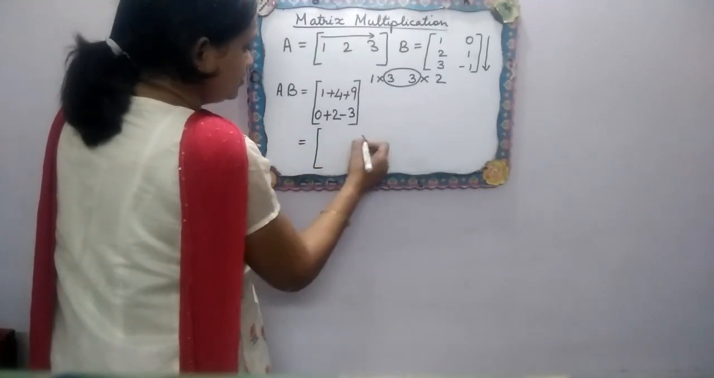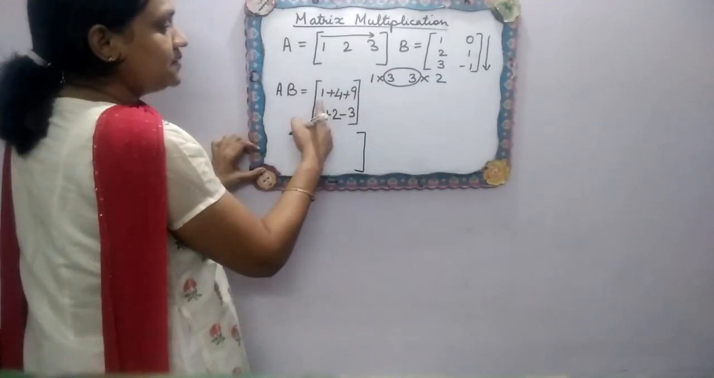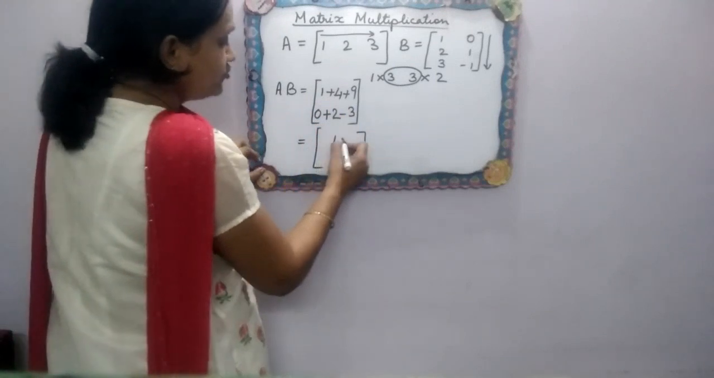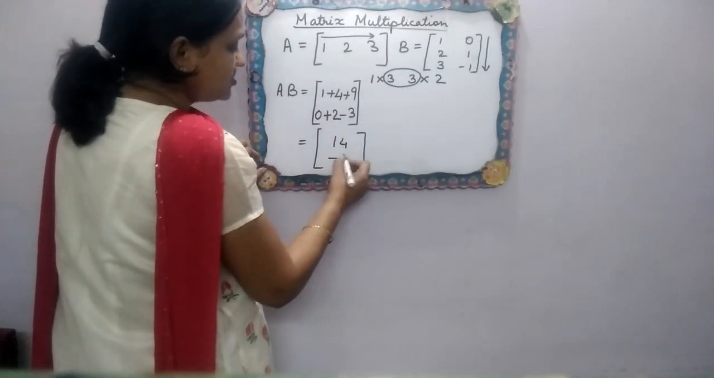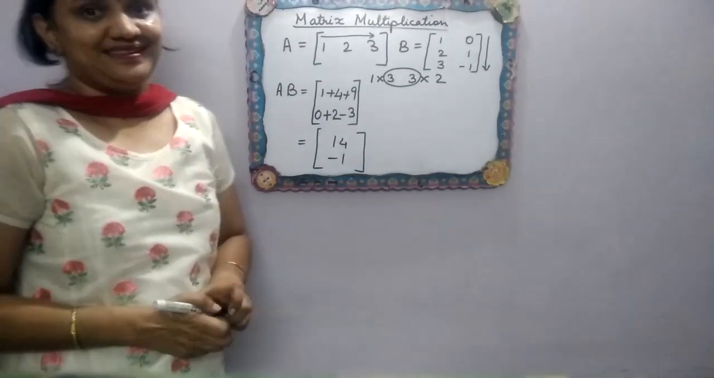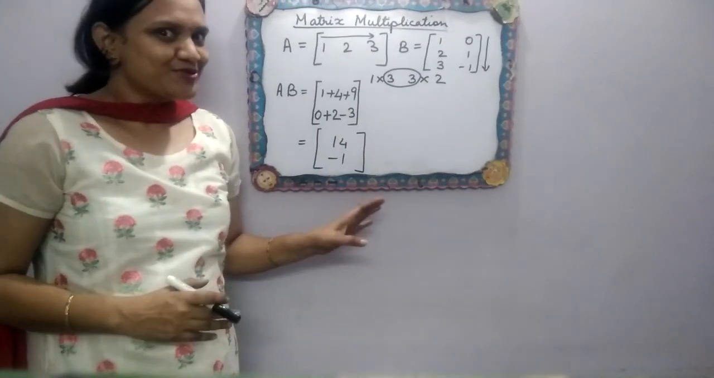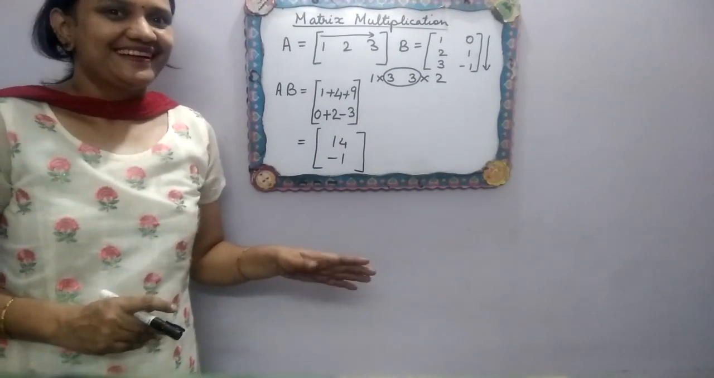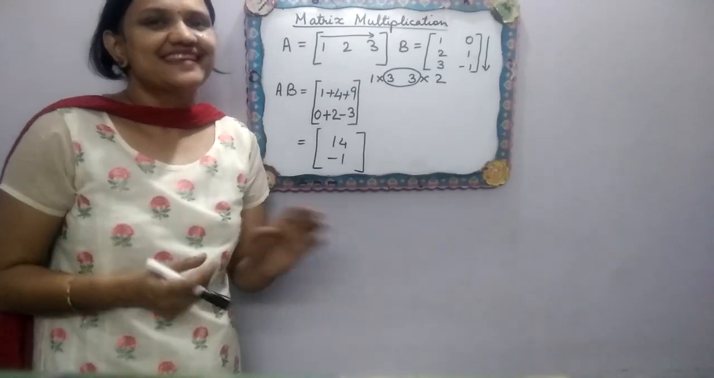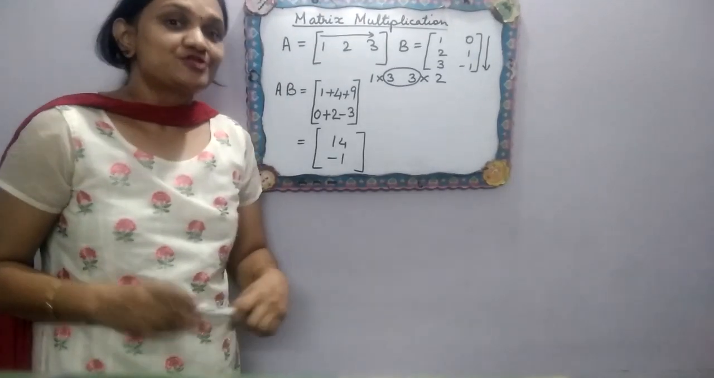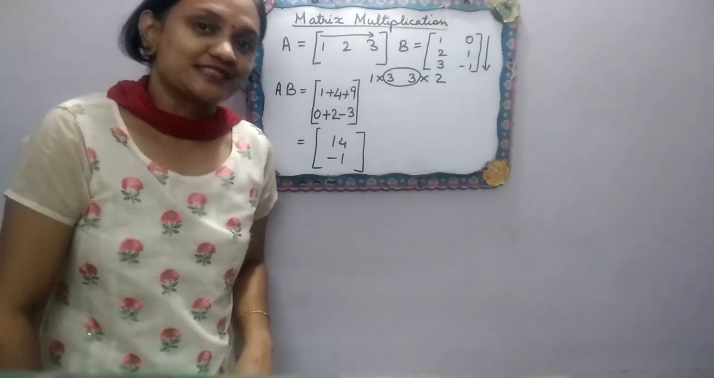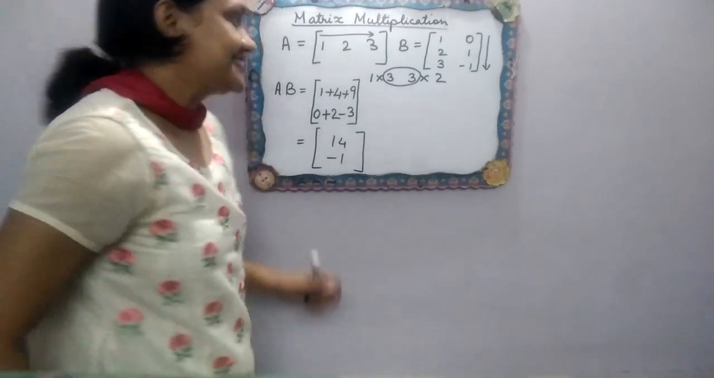So what do we get? We are getting 9 plus 1, 10 plus 4, 14 and 2 minus 3 gives us minus 1. Now, have you somewhat understood this? Matrix multiplication, I agree, is slightly confusing. You need to actually solve the sums yourself to gain confidence in it.